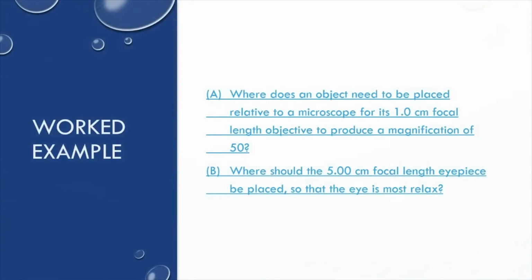Now we will continue to question B. Where should the 5 cm focal length eyepiece be placed so that the eye is most relaxed? The position of the eyepiece is actually finding the distance of the eyepiece from the objective lens. Or in other words, we can say that the question asks us to find the length of the microscope.